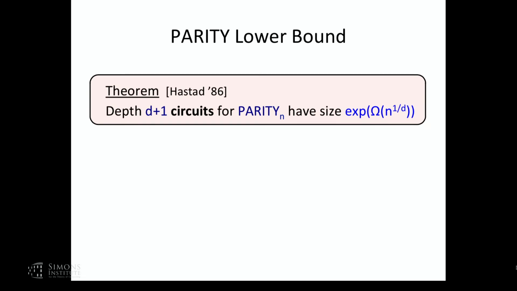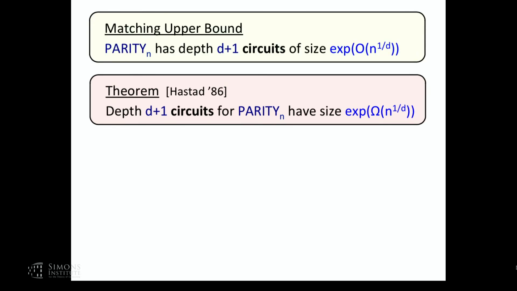Okay, and so using this argument, you can show the following lower bound for parity, which I mentioned before: depth d plus 1 AC0 circuits for parity have size which is exponential in n to the 1 over d. It'll be convenient from now on to index the depth by d plus 1. Before showing the lower bound, it's nice to point out there's a very simple matching upper bound. So there exist circuits of depth d plus 1 and size exponential in order n to the 1 over d computing parity.